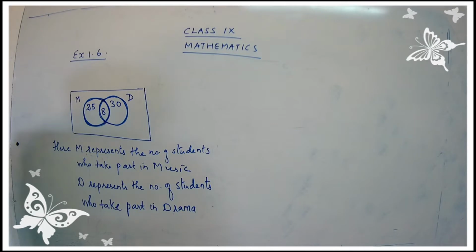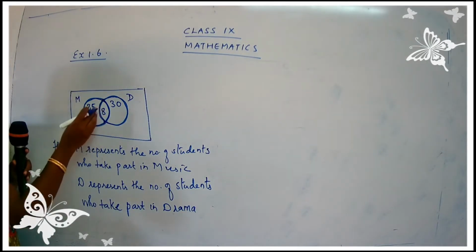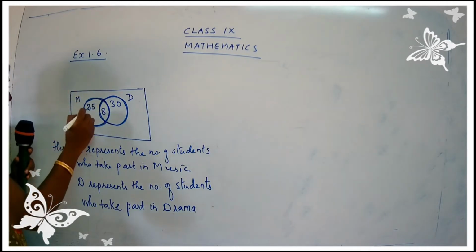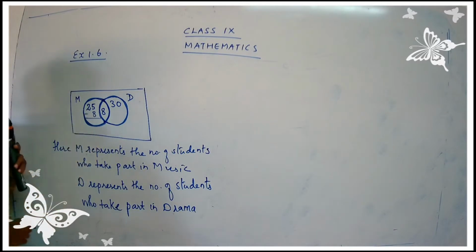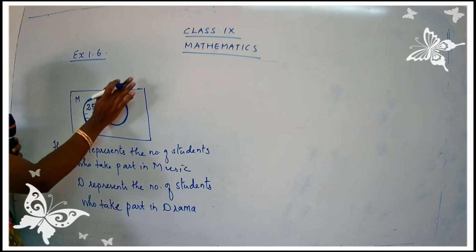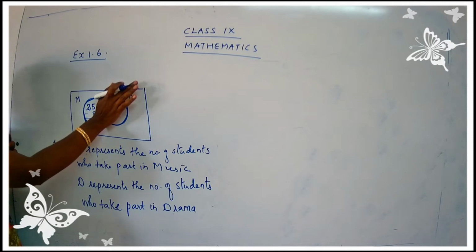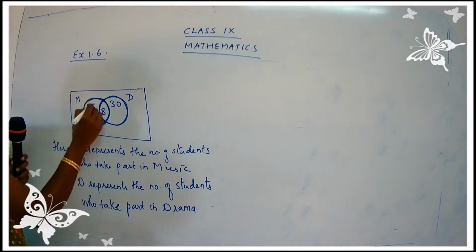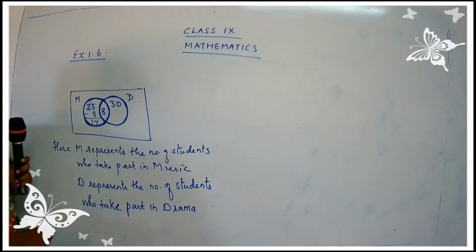So how to find that out? Now in M, you have 8 also. So now you are going to remove the 8. That means you are going to subtract 8 from 25. Are you clear, children? If you subtract 8 from 25, you will get only the information about the students who take part only in music. Are you getting my point? So what is the answer? If you subtract 8 from 25, what do you get? You get the answer as 17. 15 minus 8 is 7, so 17.